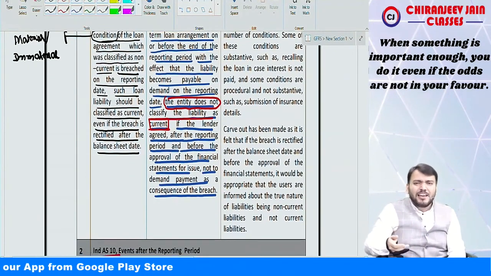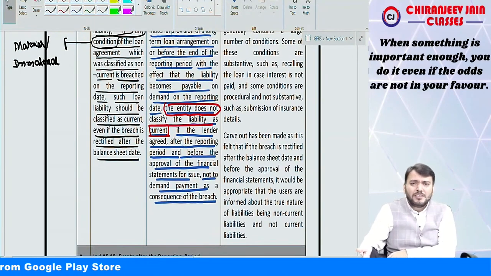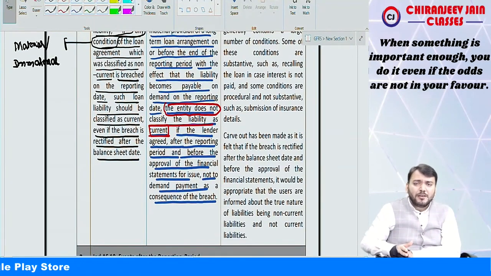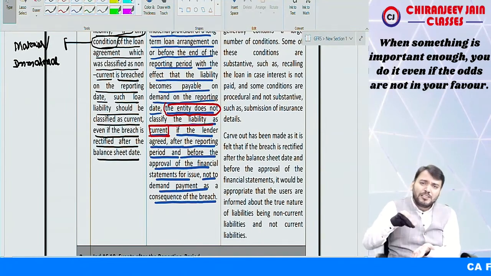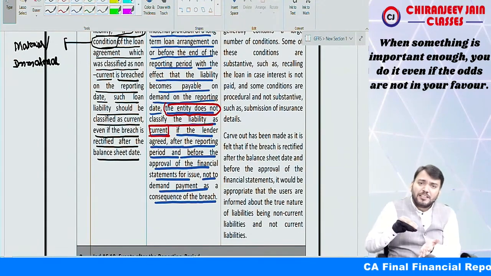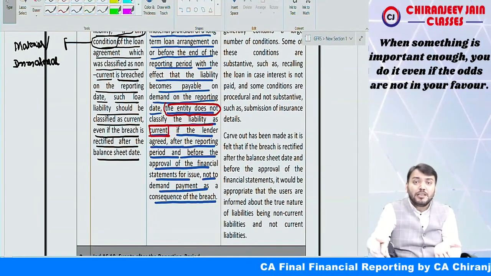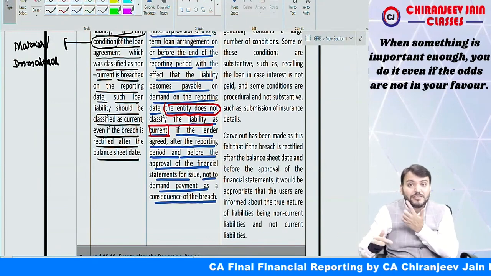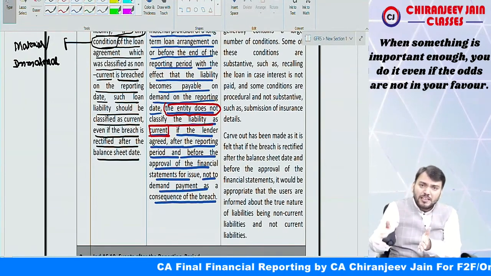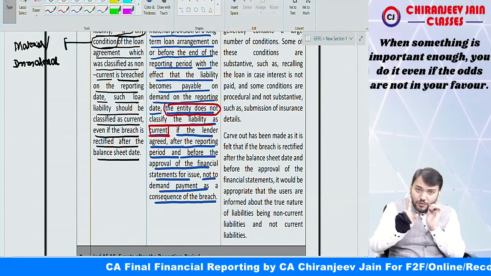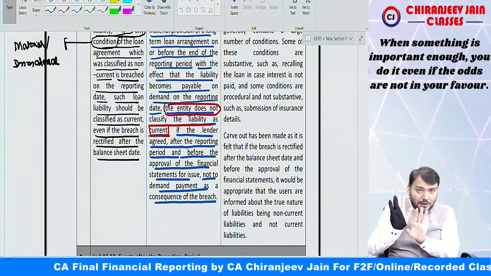I hope you are understanding. But can I say, if it is rectified after the balance sheet date but before approval of the financial statement, then on the reporting date, what is the true picture of the financial statement? The true picture is that it is not a current liability, it becomes non-current liability. So if it is rectified after the balance sheet date but before the financial statement, that is a known fact. So the fact is known to us. I hope you are understanding.